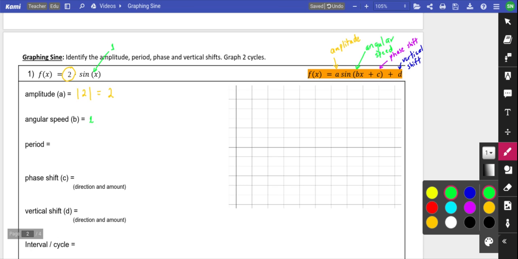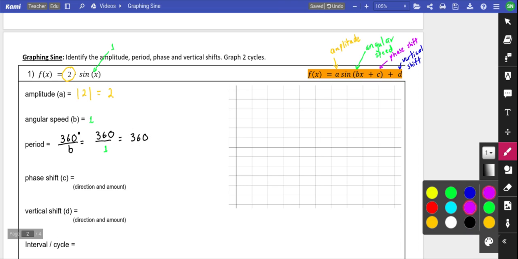Then we're looking for the period. Remember, the period is 360 degrees over b. For this problem, we'll be using degrees. So this is equal to 360 over b. b is 1, which we got in the step before. So 360 divided by 1 is 360.